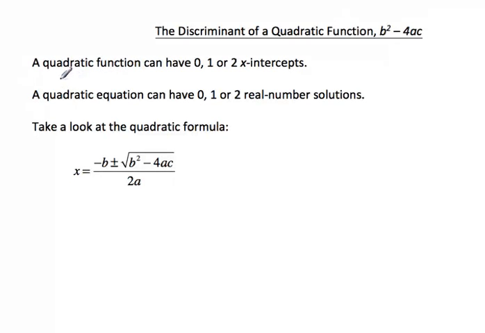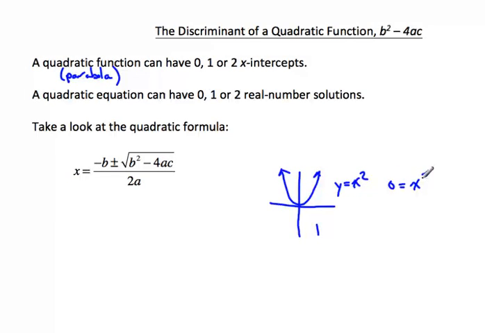So first, let's remind ourselves that a quadratic function, or a parabola, can have 0, 1, or 2 x-intercepts, depending on its vertical translations. For example, if we start with y is equal to x squared, that has one x-intercept here at the origin. That's the same as solving this equation. We replace y with 0, and we get 0 is equal to x squared to solve for the x-intercepts, and the solution to that is simply x is equal to 0.